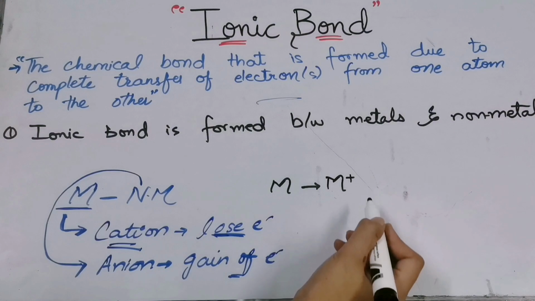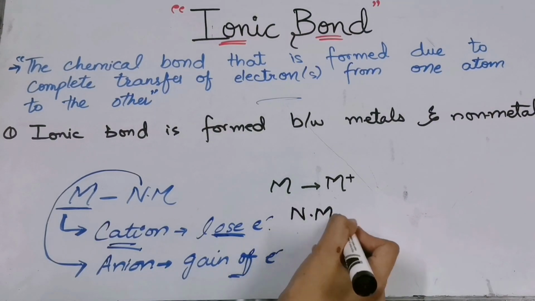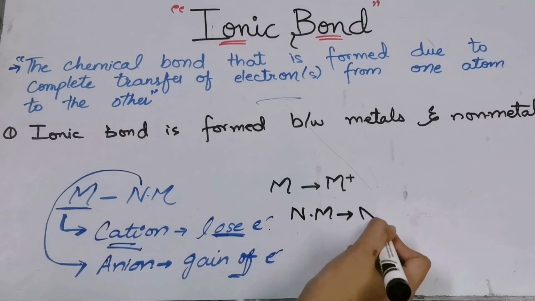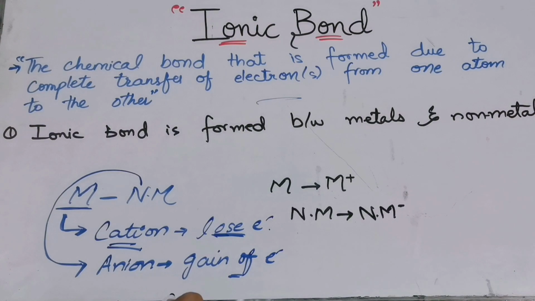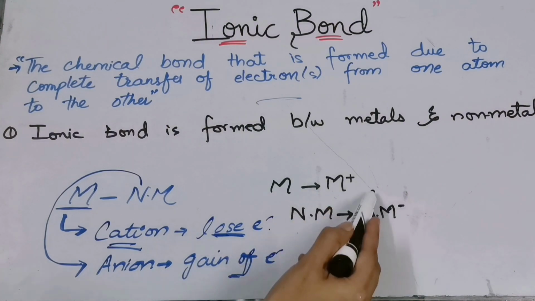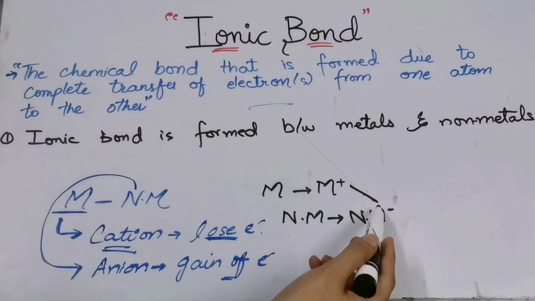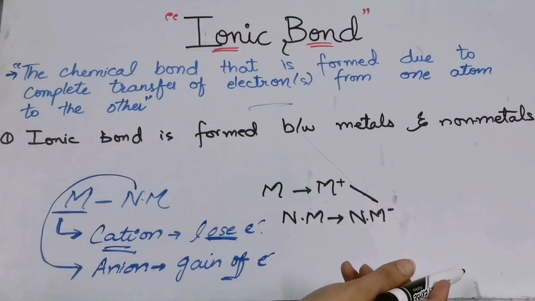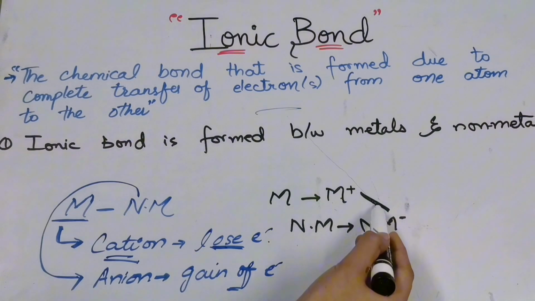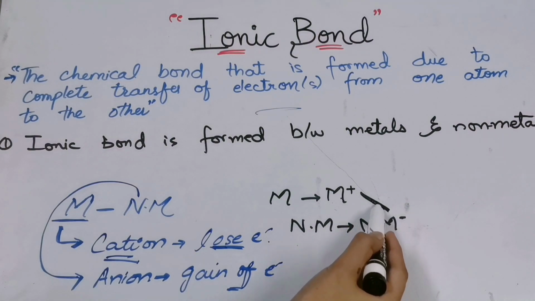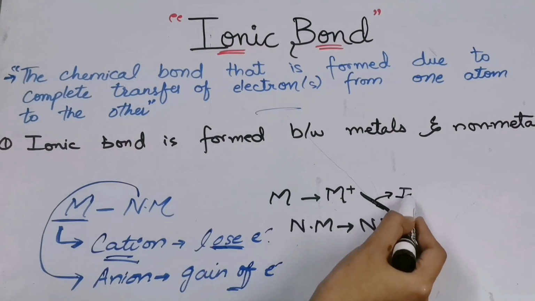It will get a positive charge, cation, right? And the non-metal will always gain electron and it will turn into a negatively charged species. Now we know that positive and negative ions attract each other. They contain opposite charges, so they both will attract each other. As a result of this attraction, the force of attraction that is holding them together is known as ionic bond.